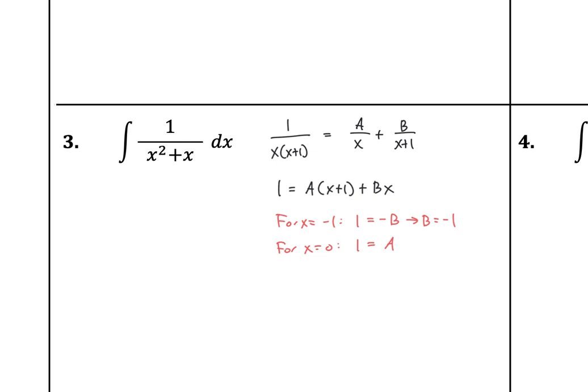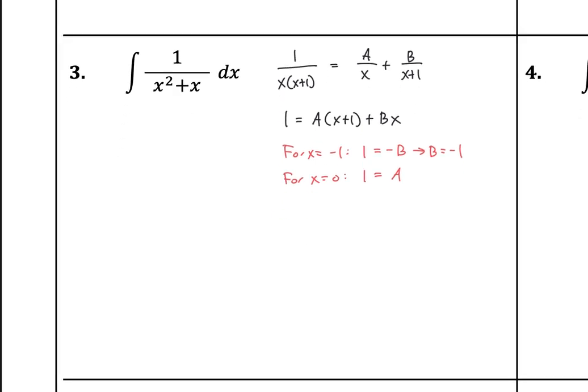Okay, so really what we're integrating is 1 over x minus 1 over x plus 1. Okay, and then we just integrate that, so that's just ln absolute value x minus ln absolute value x plus 1.